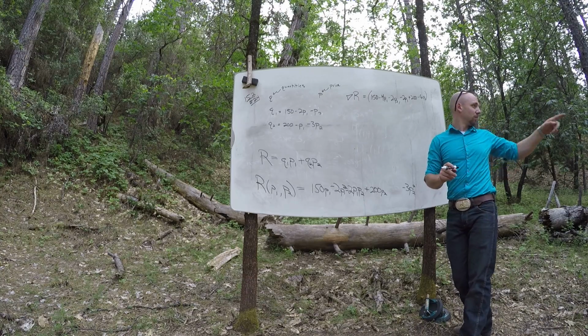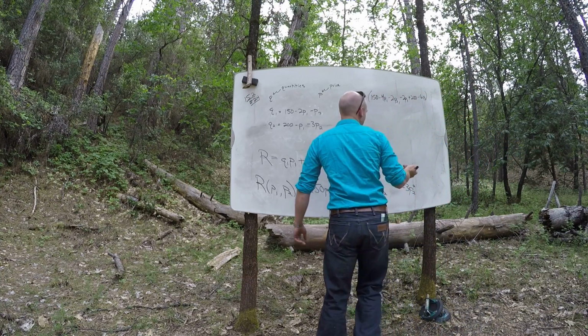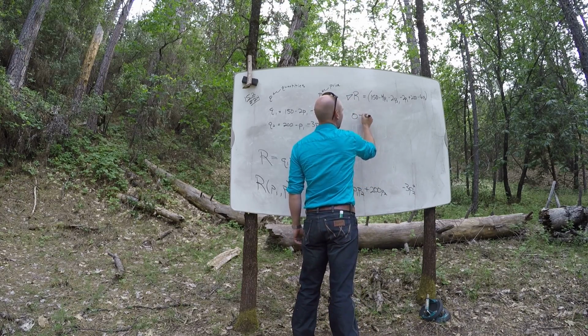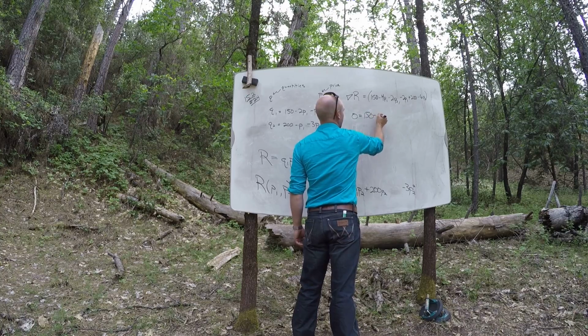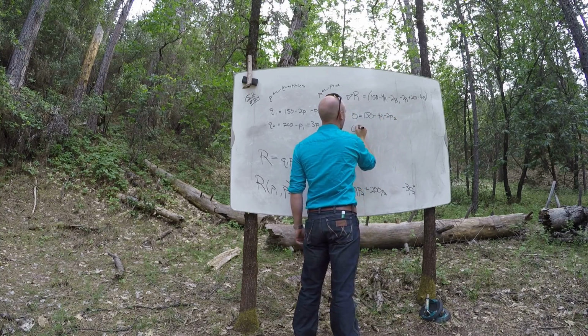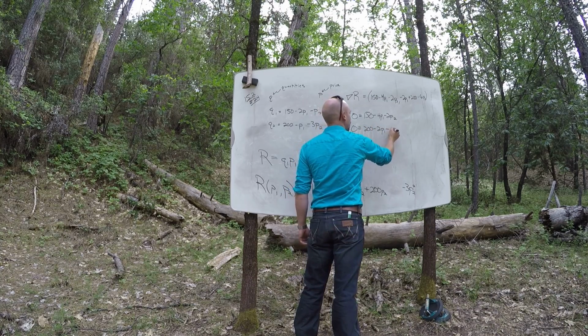Set them both equal to 0, because I'm looking for a critical point, right? I want to max or min. So I got 0 is 150 minus 4 P1 minus 2 P2, and 0 is 200 minus 2 P1 minus 6 P2.